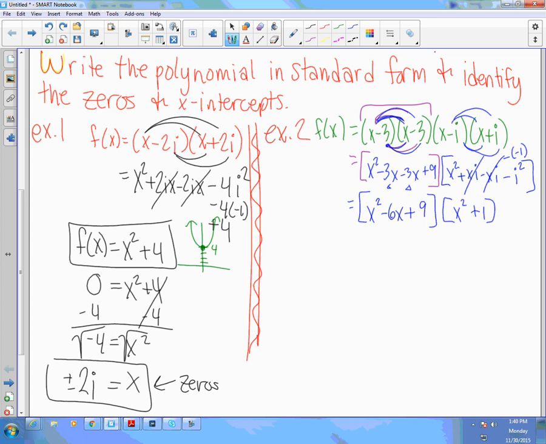Now careful here. We have a trinomial times a binomial. So 3 times 2, how many terms should we get? 6. So make sure you get all 6. And then you need to watch out for like terms and i squareds.